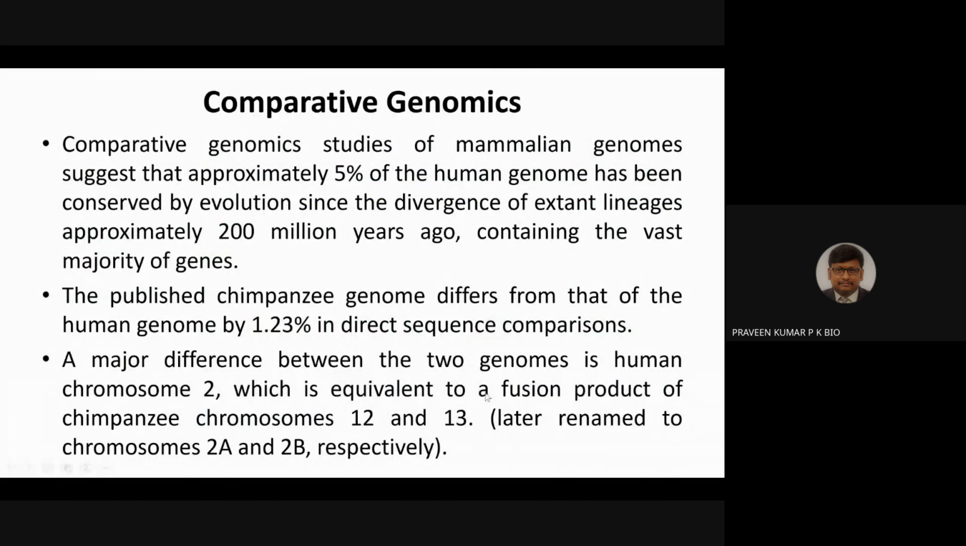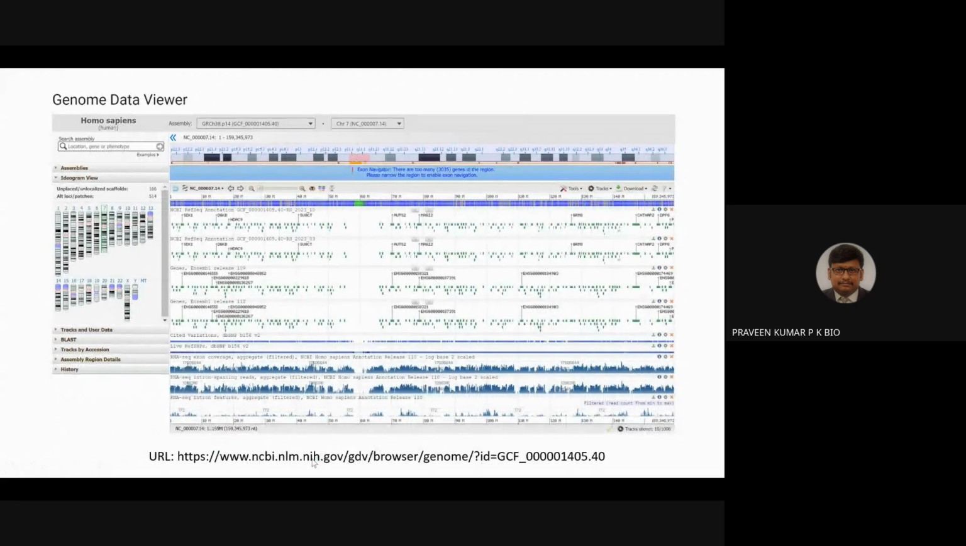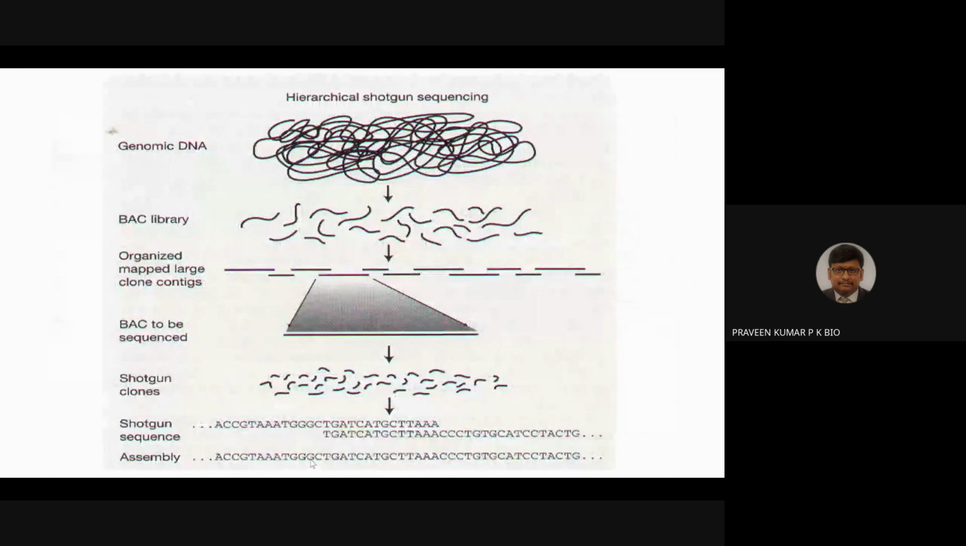They also gave some examples. A major difference between the two genomes is human chromosome 2, an example they are providing, which is equivalent to a fusion product of chimpanzee chromosomes 12 and 13. Chromosome 12 is considered equivalent to chromosome 2A, and chromosome 13 is considered chromosome 2B. And this is a genome data viewer, how it looks like.